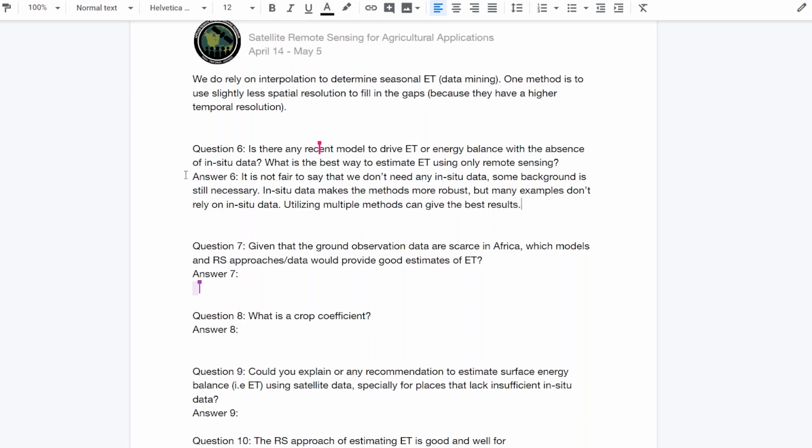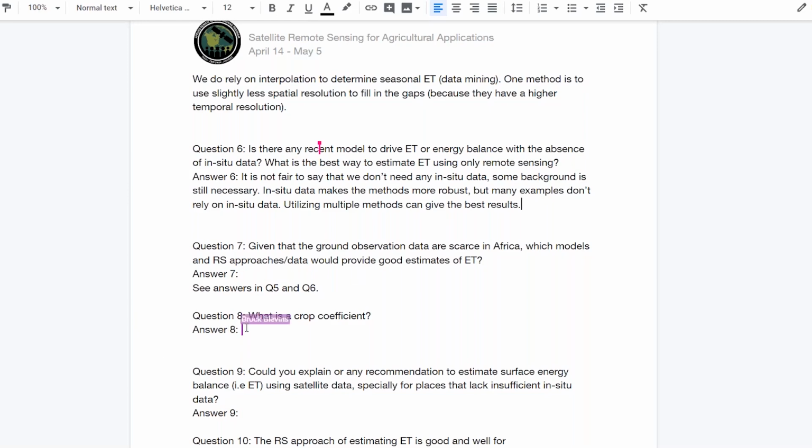At least, and Chris, it looks like question 7 is actually very similar to question 6 as well. Given that the ground observation data are scarce in Africa, which models and remote sensing approaches would provide good estimates of ET? Yeah, I'd probably answer it the same way. I think these energy balance models don't rely on in situ data. Some of the crop coefficient methods that we talked about briefly really need good crop data layers to do an accurate estimation of the crop coefficient, which I guess I'll just address question 8 too.